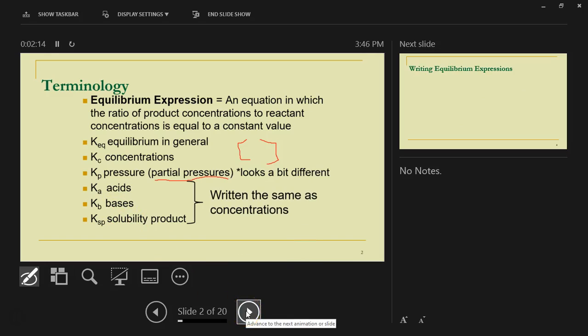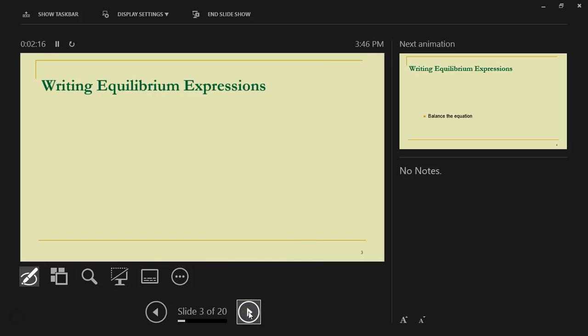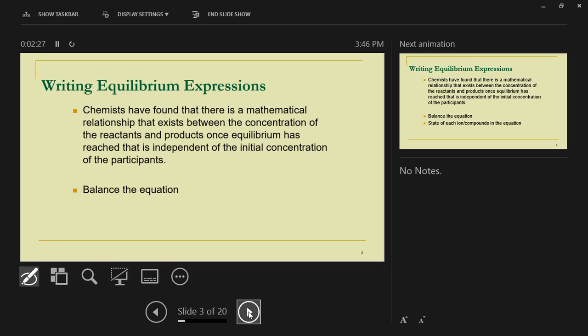So once again, like I said, there's basically only two things that you're going to look at. When you start, your equation has to be balanced. So you do have to have a balanced equation. Chemists have found that there's a relationship mathematically between the concentrations of the reactants and the products once the equilibrium has been reached, and that it's independent of the initial concentration of the participants.